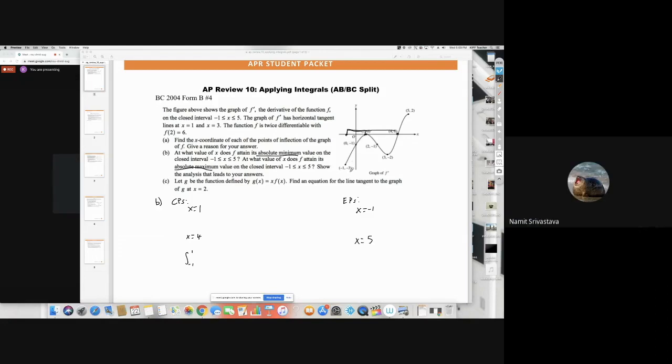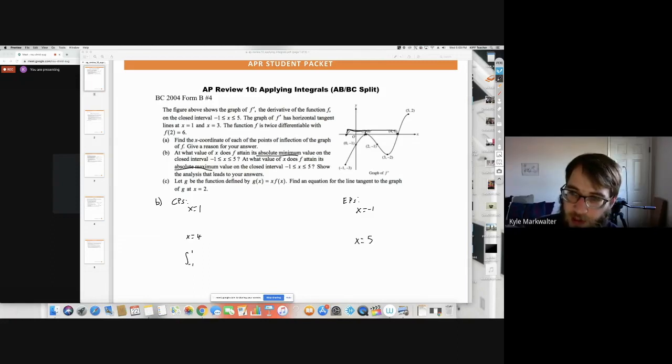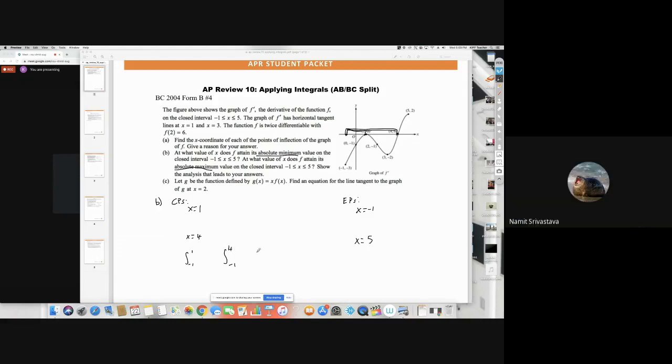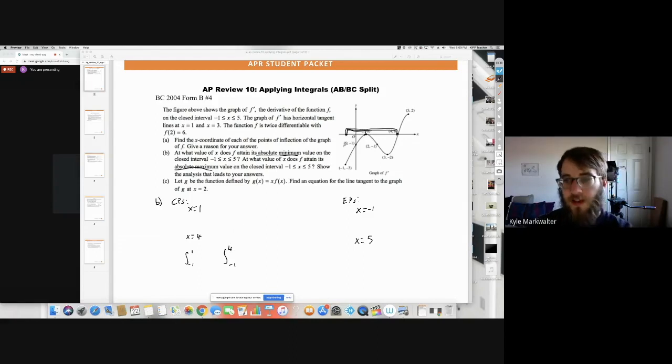Follow me? Yeah. If I kept going, the integral from -1 until 4, that integral is still negative because f prime is below the x-axis, right? Mm-hmm. Which integral would be more negative? The integral from -1 to 1 or the integral from -1 to 4? Wouldn't it be -1 to 4? Exactly, right? The integral from -1 to 4 would be more negative because there's more space underneath the x-axis.